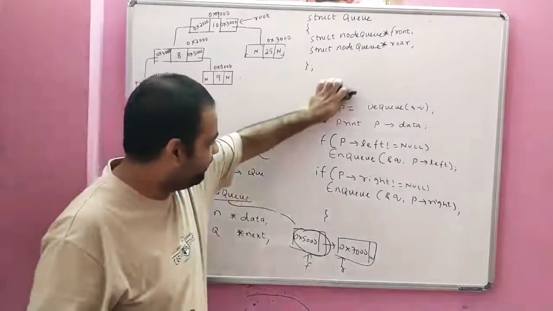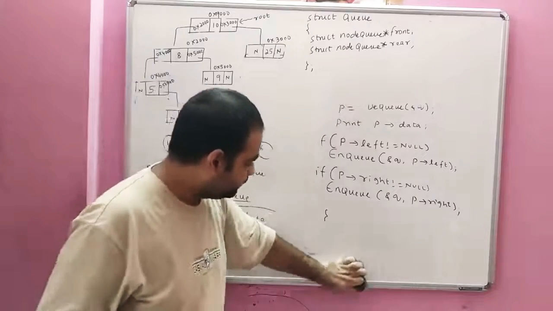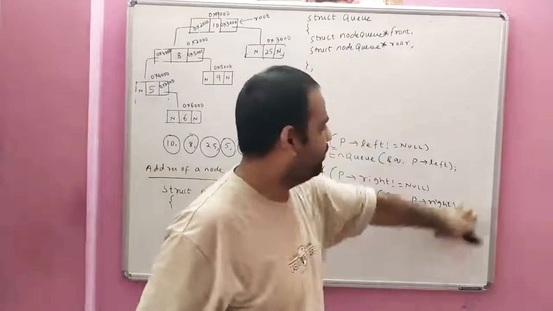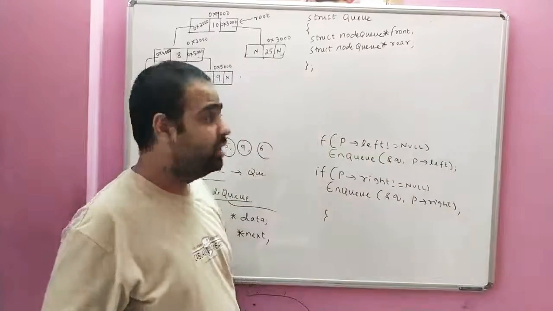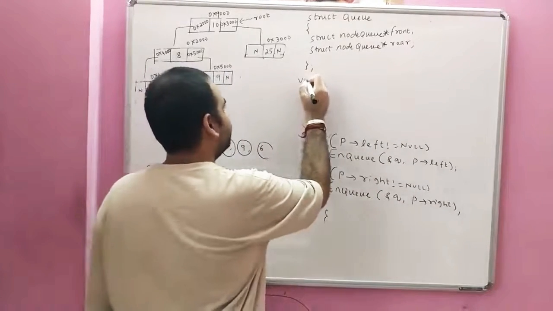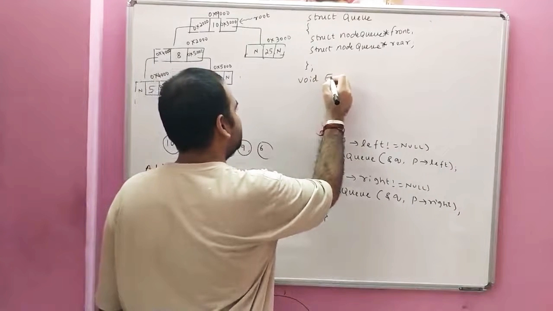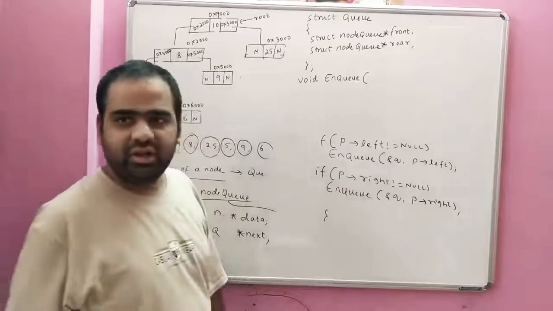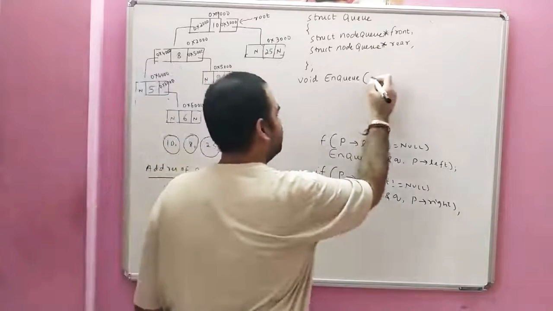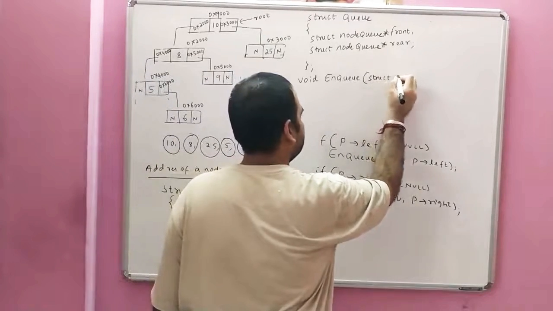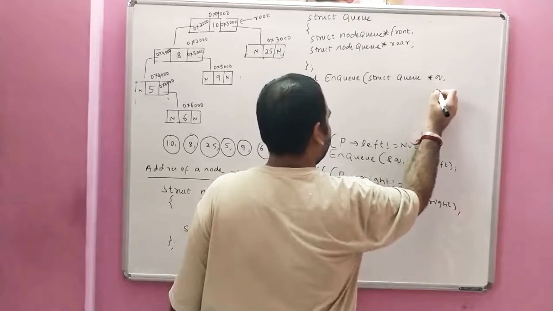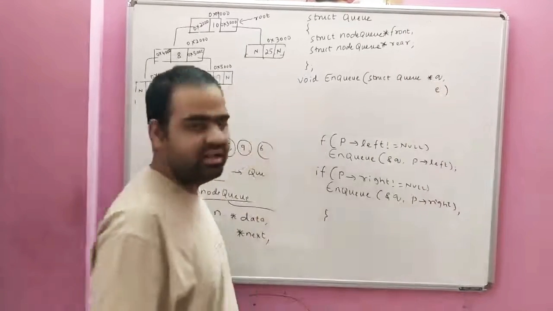Now, after we define the node and all, see over here. Now, I want to write the enqueue function and the dequeue function. Now, how do we write the enqueue function? We say void enqueue. Okay. Now, to enqueue, the first parameter is always the queue. I say struct queue star queue. And the second parameter is data, that is E.